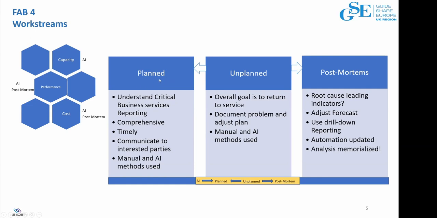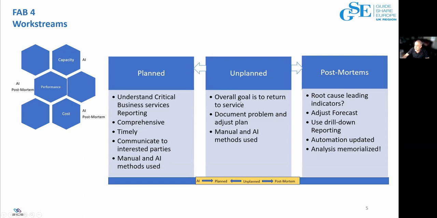Good. So in my previous environments, there were planned events, and understanding critical business services reporting had to be comprehensive and timely. So if you were doing an acquisition or an application change on Sunday morning, on Monday you really had to have information available because your management team would be asking, how is this new application change running? So it had to be timely and comprehensive to be able to understand the environment. And then you had to communicate it to different audiences. And then you might use manual AI methods to quantify what was going on in the environment.